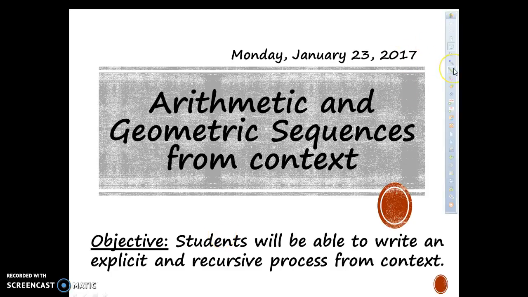Hello, in this video we are going to look at arithmetic and geometric sequences from context. Our objective is to write the explicit and recursive process from context. Please remember to write down the objective.